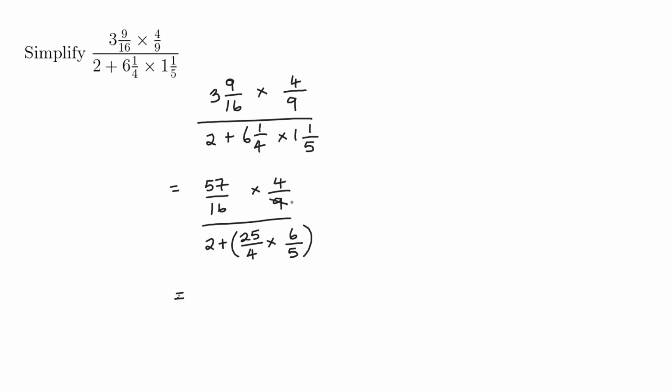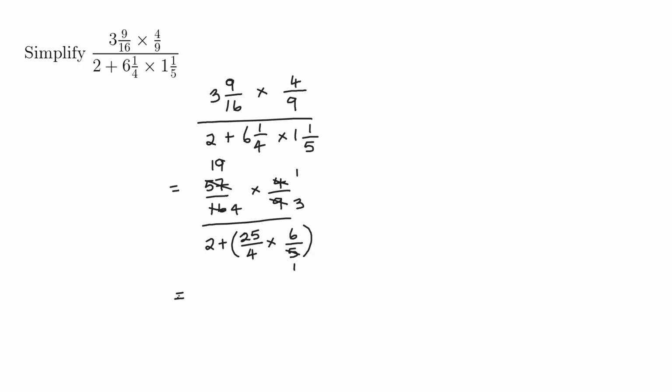Let's now simplify the fractions in the numerator. Both 57 and 9 are divisible by 3. Dividing 9 by 3 gives us 3, and dividing 57 by 3 gives us 19. We can then divide 4 by 4 to give 1, and 16 by 4 to give us 4.